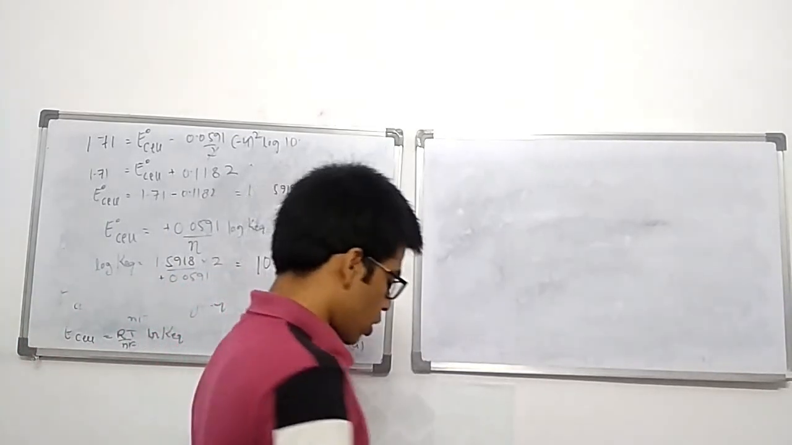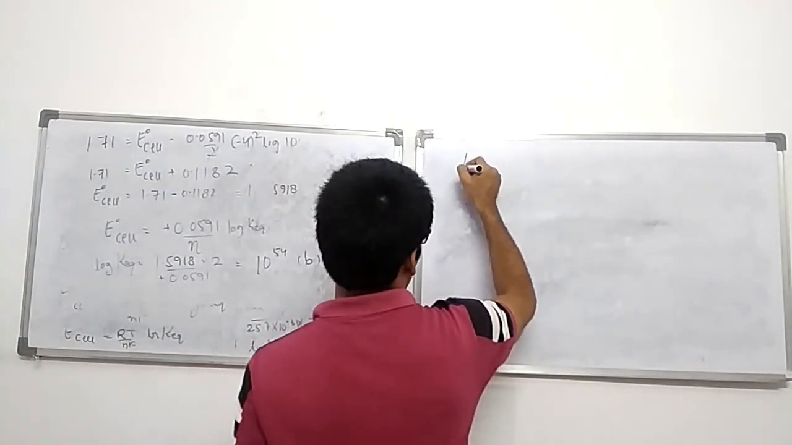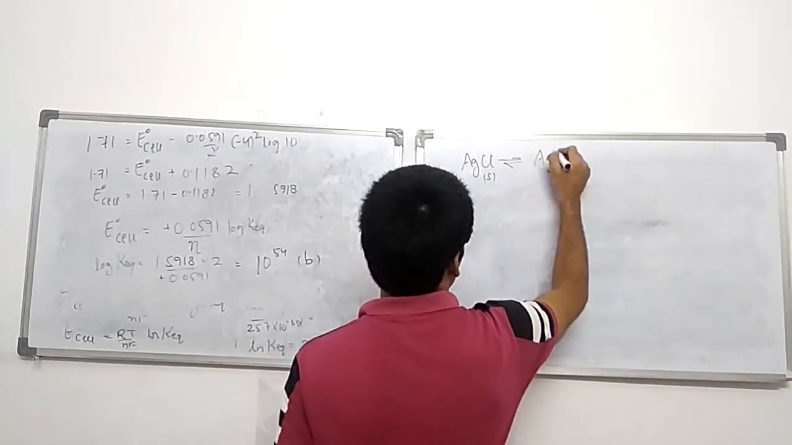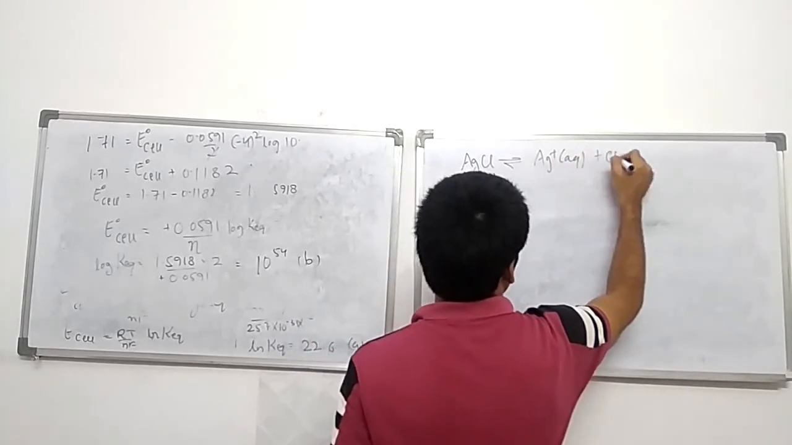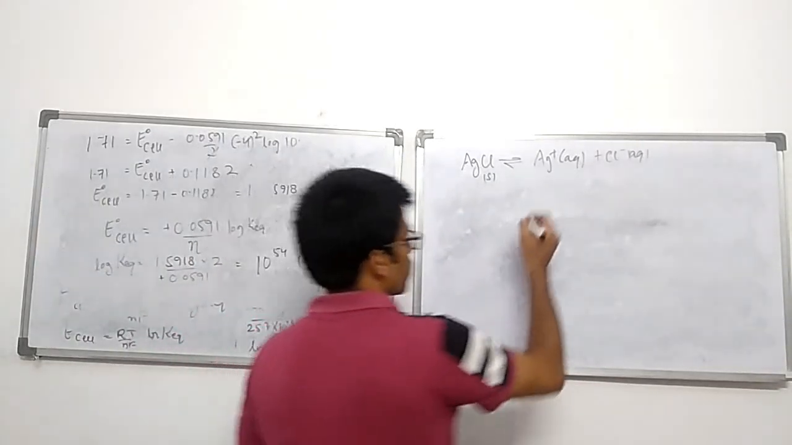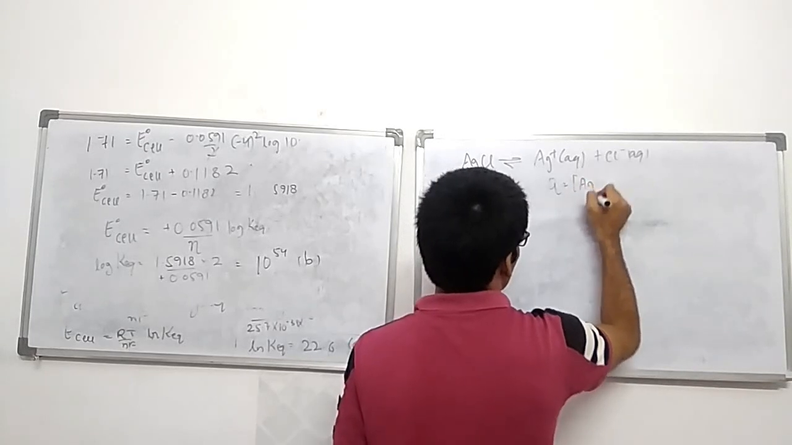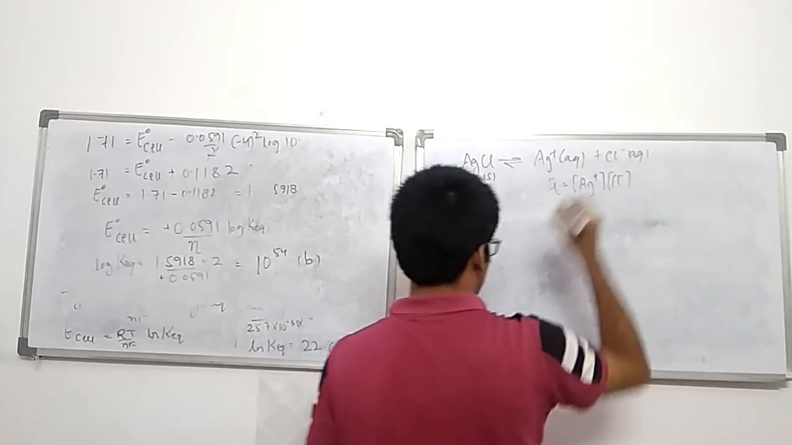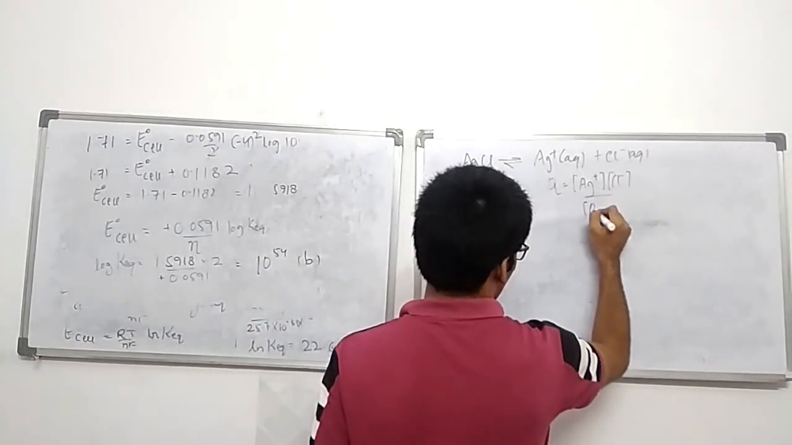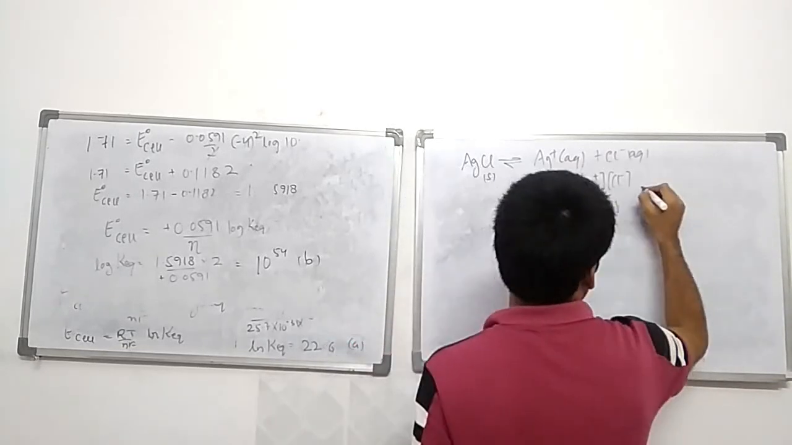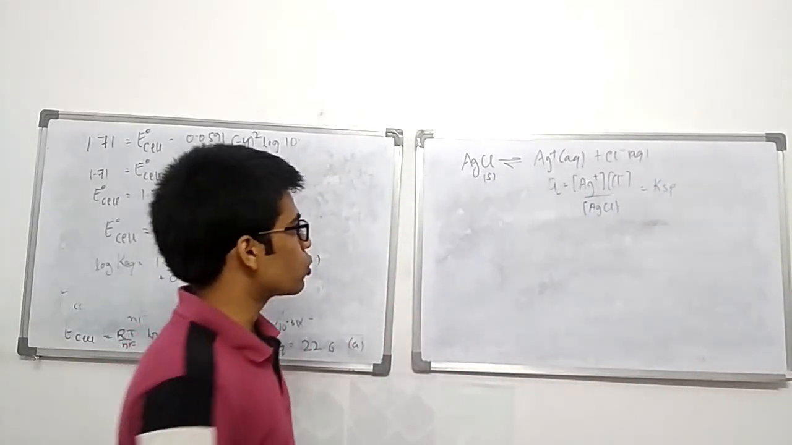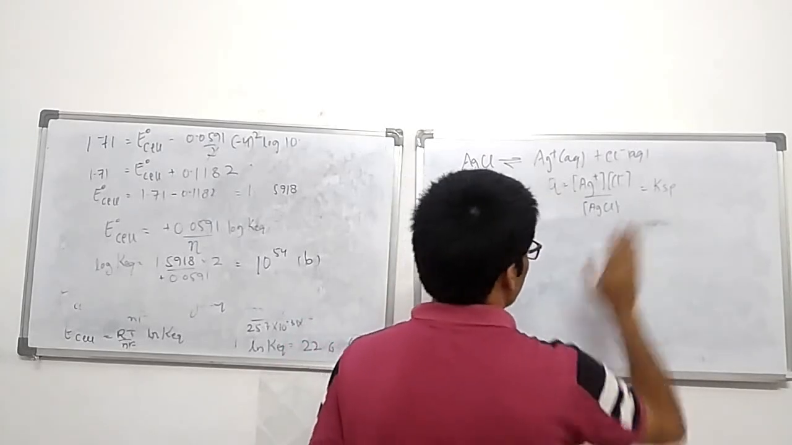For a sparingly soluble salt, what do we have? Suppose we have a salt like this, AgCl solid giving Ag plus aqueous and Cl minus aqueous. So if we want to write the reaction quotient for this, that will be what? Concentration of Ag plus into concentration of Cl minus. Now this is also the solubility product. So that means when we have a sparingly soluble salt, we can replace Q by Ksp.